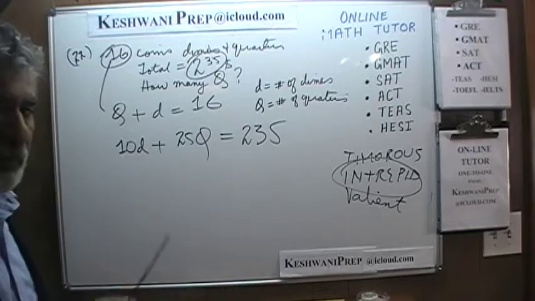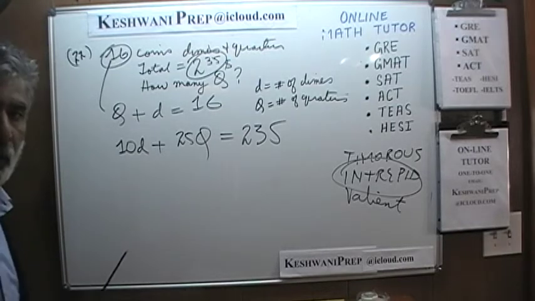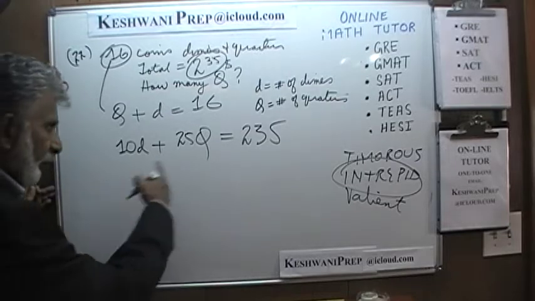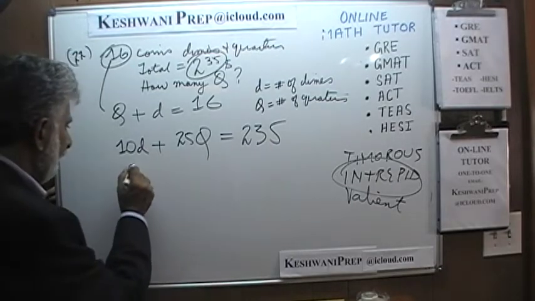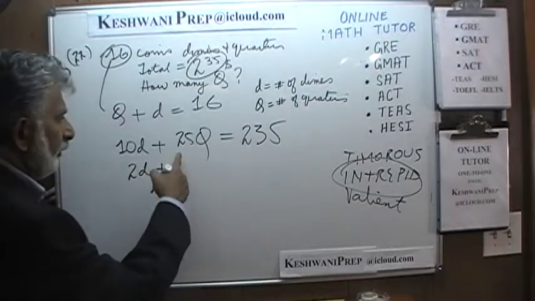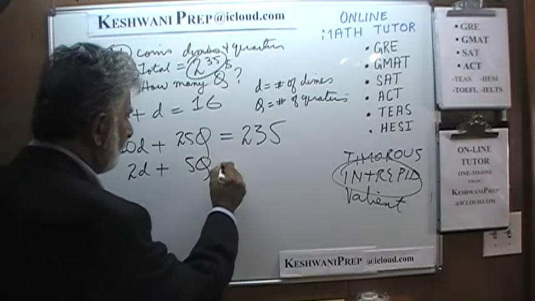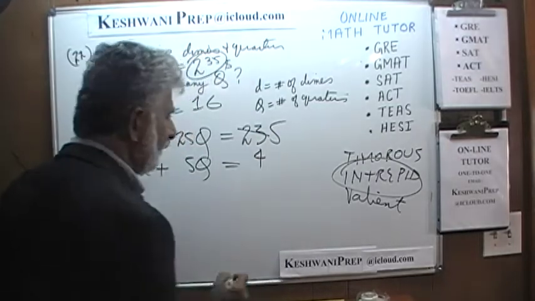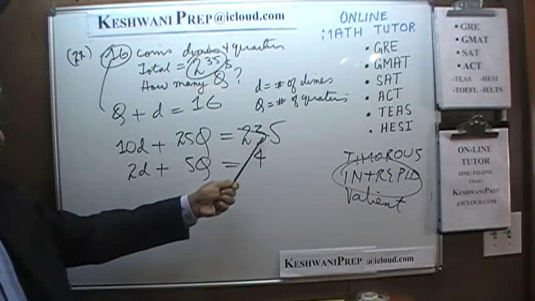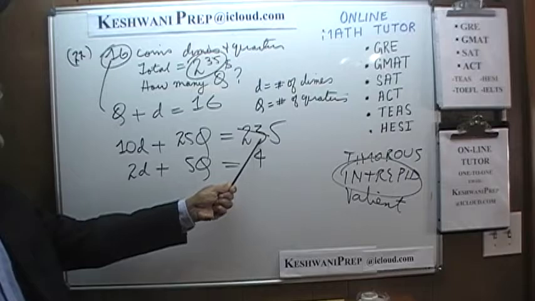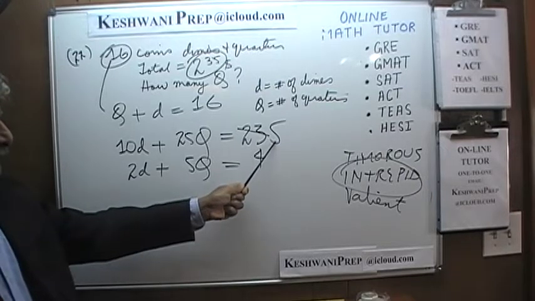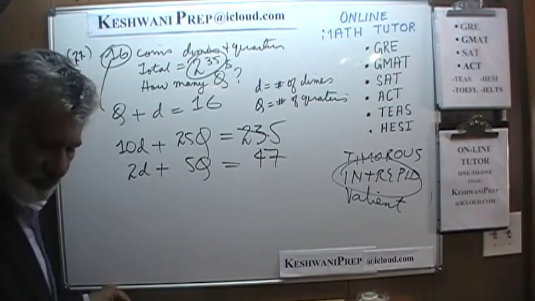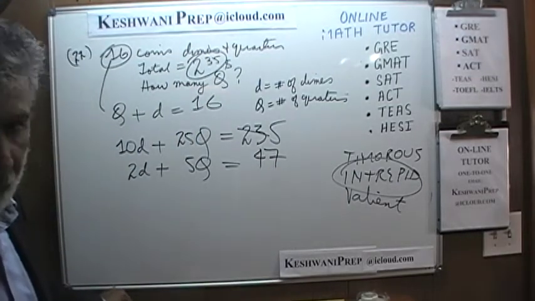Since this whole thing is a multiple of 5, let's divide the whole equation by 5 so we don't have to deal with large numbers. Let's divide the entire equation by 5. If you divide 10 by 5, we get 2d's. If you divide 25 by 5, we get 5q's. Let's divide this by 5. 20 has 4 5's. After we take away 20 from 23, we have a remainder of 3. 3 goes and joins the 5 and becomes a 35. And 35 has 7 5's.